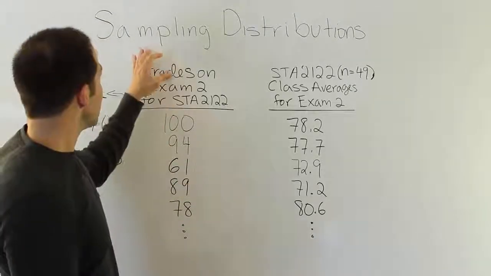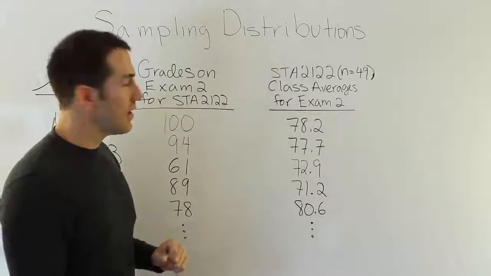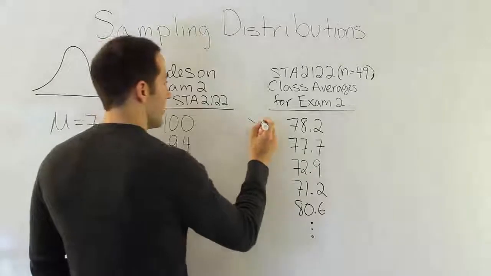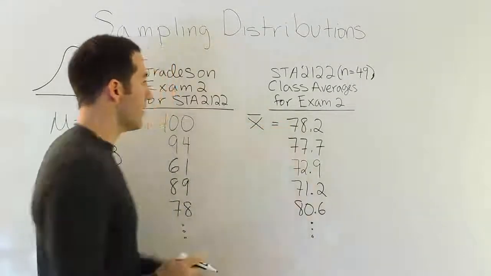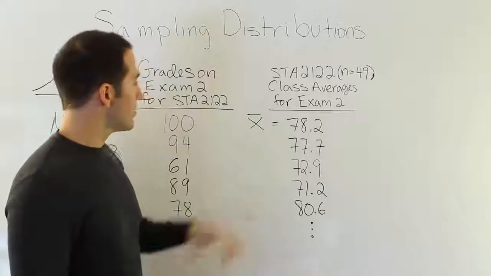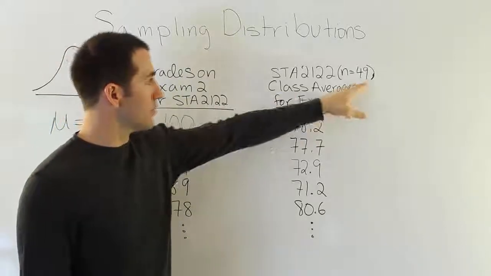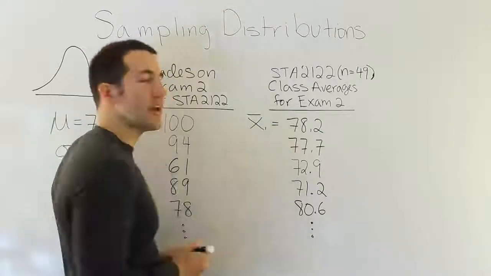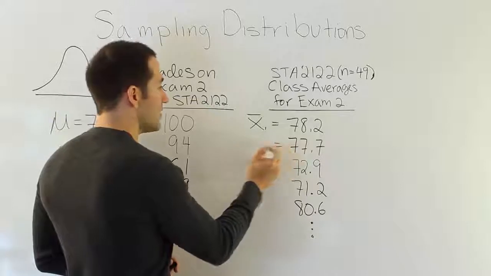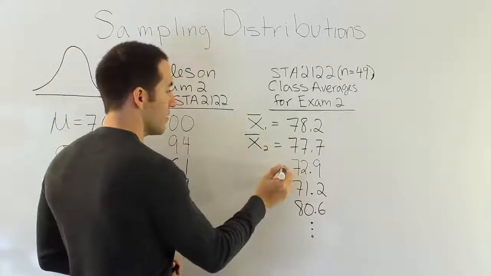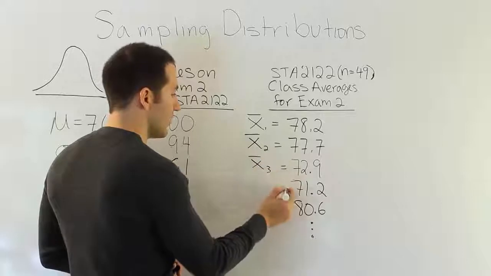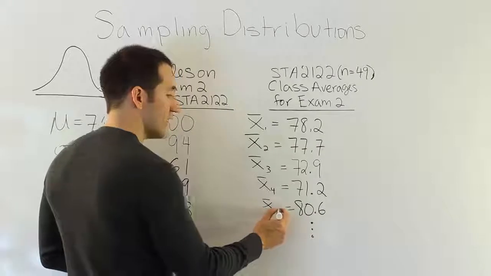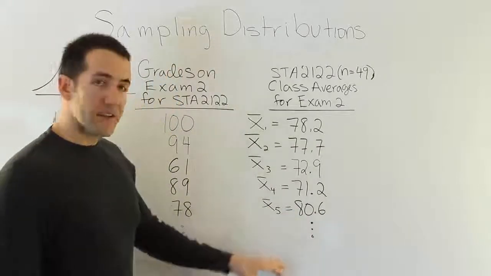Now, the idea of a sampling distribution is to talk about that idea for a random variable, for example, such as x bar. Now, if you look at that number, 78.2, it was obtained from a class average for exam 2 for a class of 49, right? So we could call this, for example, our first x bar. And then this number would also be an average. It'd be maybe our second x bar, and this would be our third x bar, and this one would be our fourth x bar, and this one down here is our fifth x bar. So let's just say that for now. And then ... right? It keeps going.